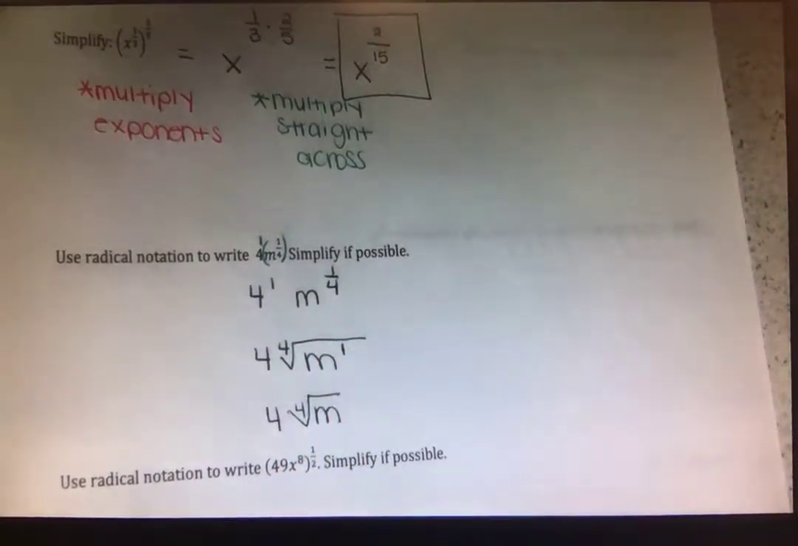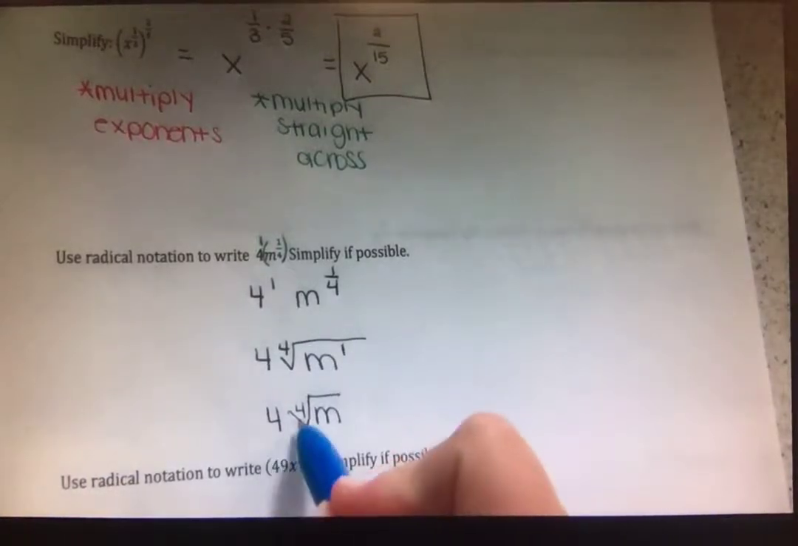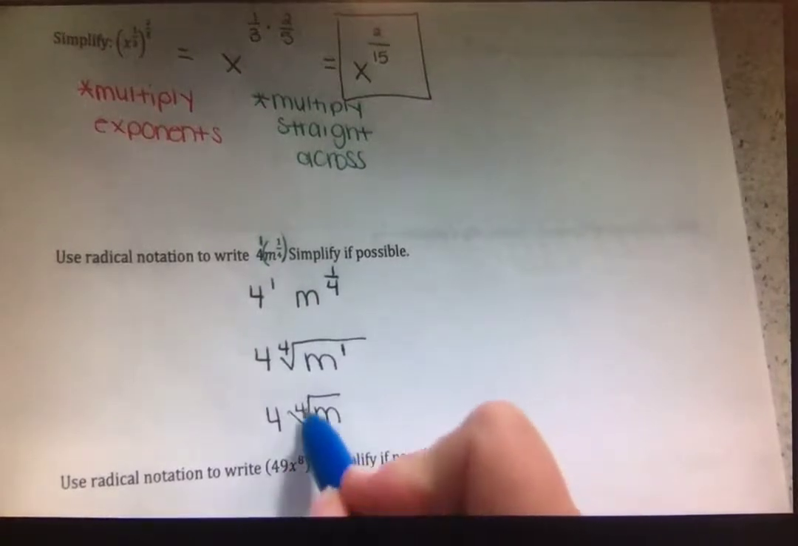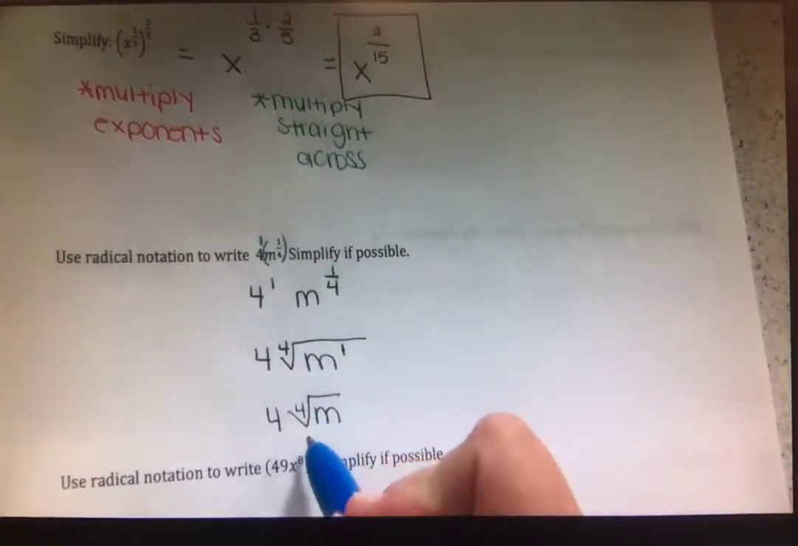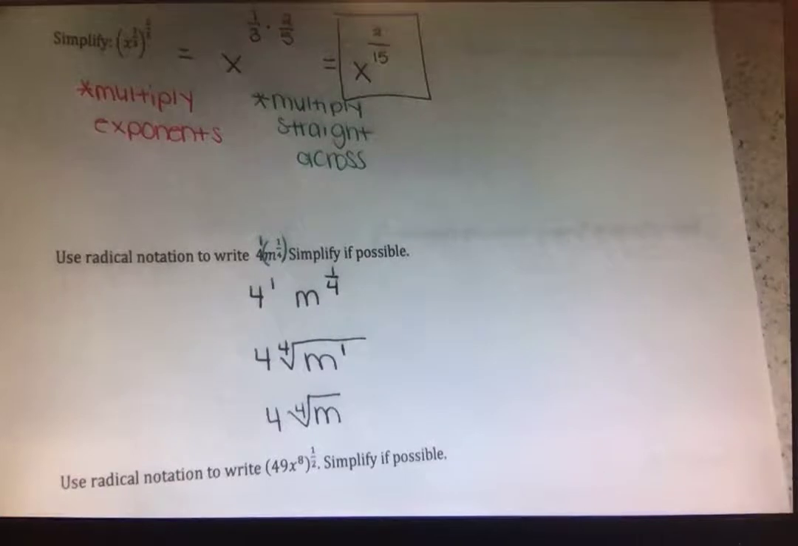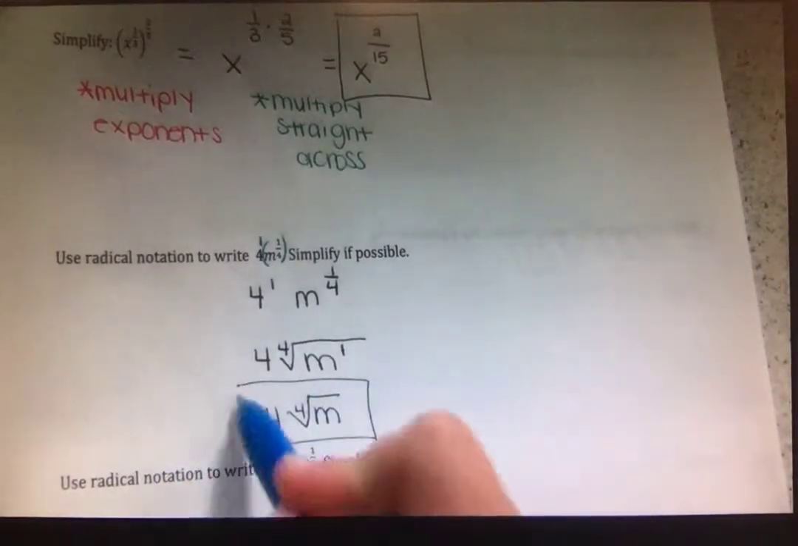There's only one m, so I can't take out a group of 4. Be very careful because this 4 is out front, so it's a regular size 4. This is my index, so this index of 4, the 4th root, goes inside the radical, so be very careful when you're writing it. And that's our final answer.